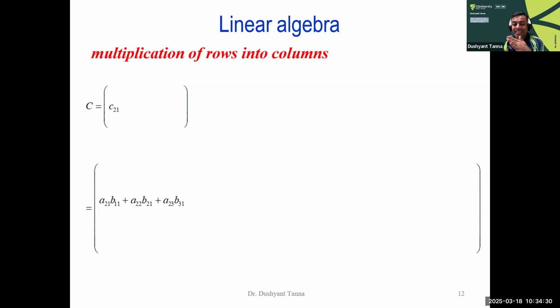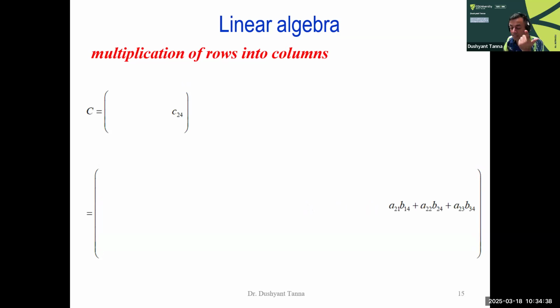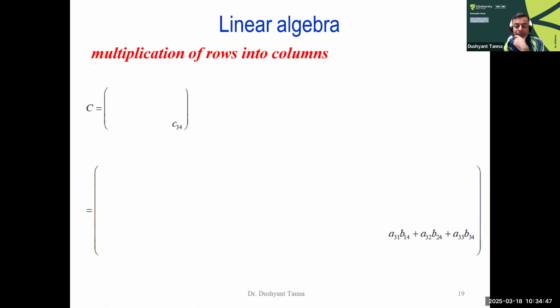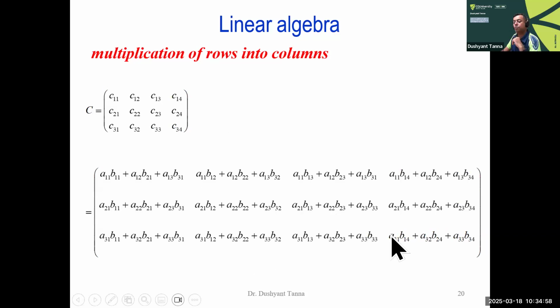So C21, second row of A with the first column of B. C22, second row with the second column, second row with the third, second with the fourth, right? Similarly, 3-1, 3-2, 3-3, 3-4. When you talk about C34, third row of A with the fourth column of B. Okay, so this is how they are all put together. And that's why I dropped going too much deeper into the definition of multiplication where that sigma form was there, right?